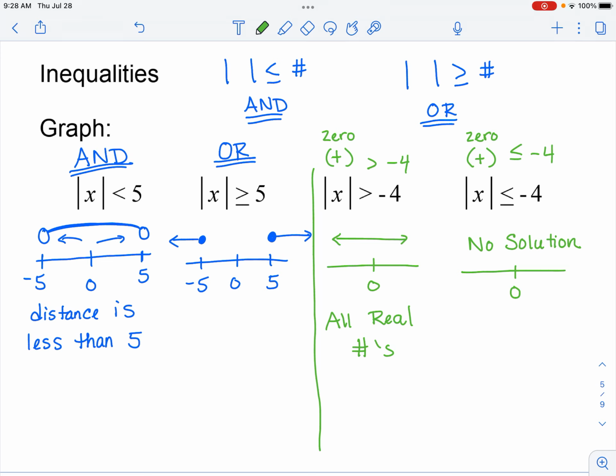In the next video, we're going to take a look at actually solving and graphing some compound inequalities from absolute value. All right. I will see you there.